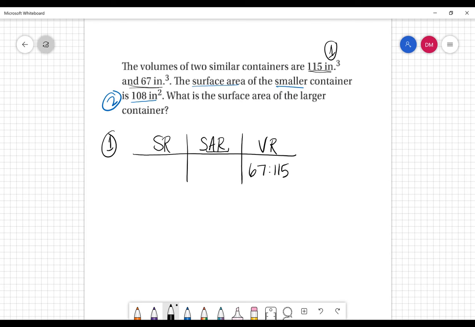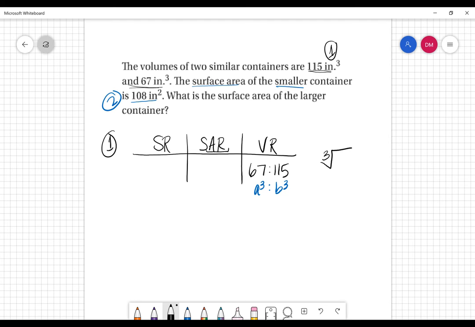Because I have this, I know that I have a cubed and I know I have b cubed. So how do I find the rest of these? Well, I have to work my way all the way back to just what a and b are. So I have to undo that cubing, like we saw earlier this week when we were working with volume of a sphere, by taking the cubed root. So I need the cubed root of 67 and 115.